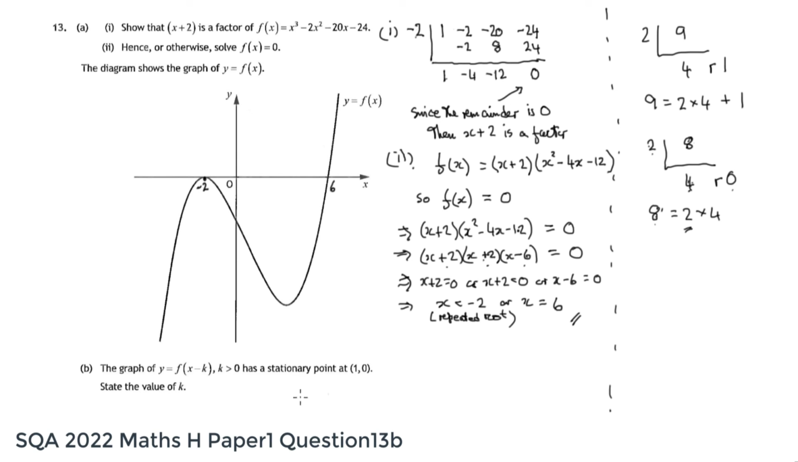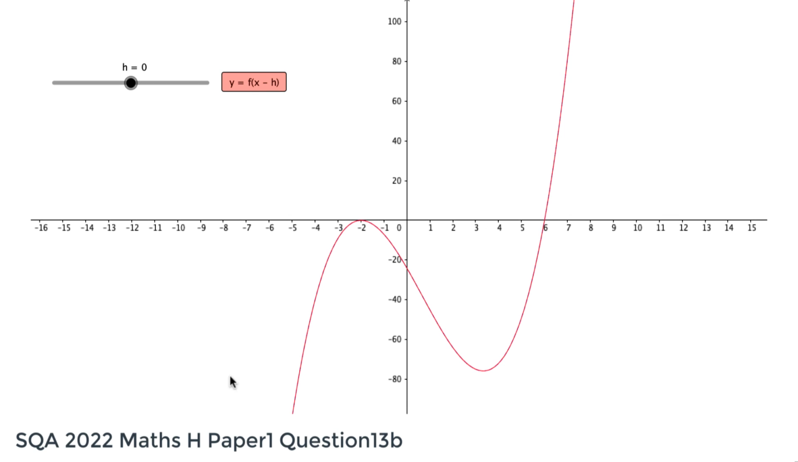Well, let's go and explore the effects of subtracting a number inside the bracket. How does that affect the graph of a function? Let's explore that first. So here we have the graph shown in the question, and we're going to be looking at the graph not of y equals f of x, but f of x minus a constant h. At present I've set that constant to 0, so we are in fact looking at the graph y equals f of x. So let's see what happens when we start subtracting numbers from that.